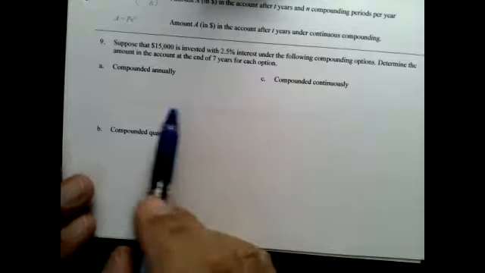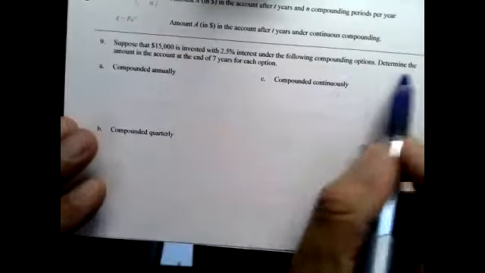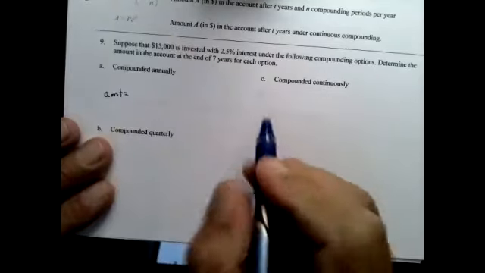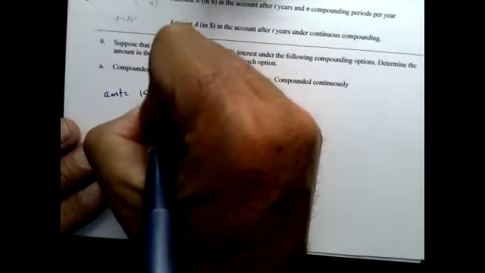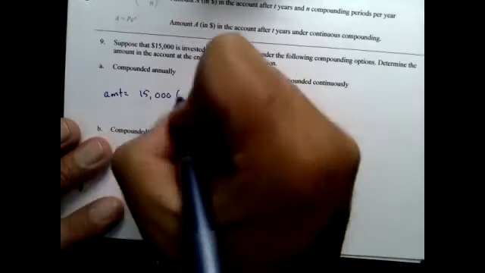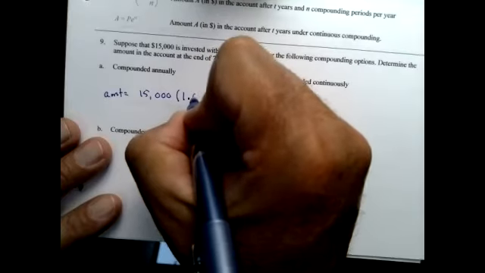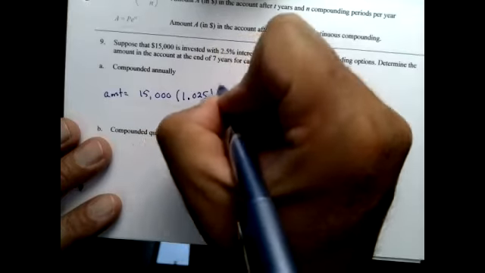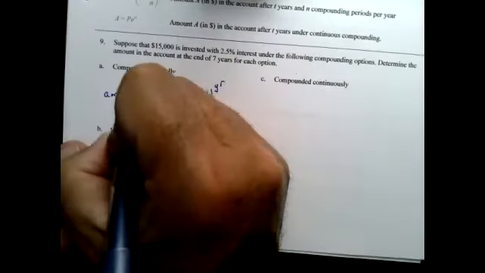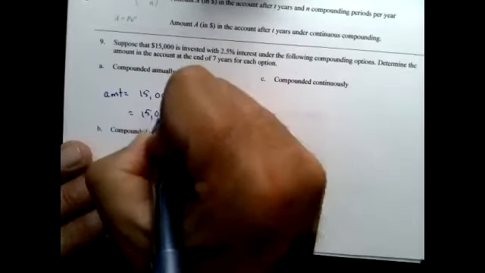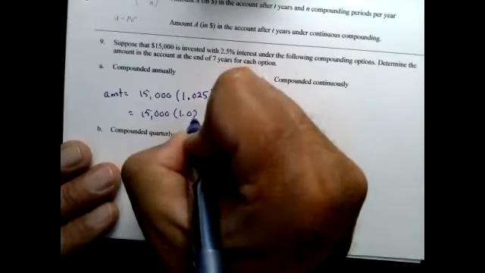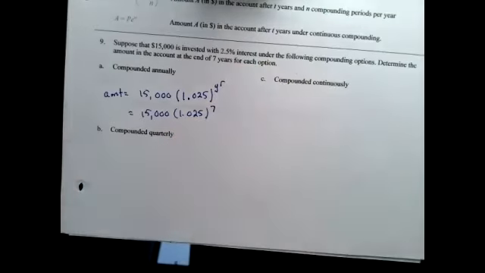if this is compounded annually, that's kind of nice. Compounded annually, we just said what do we want to call this? Determine the amount. My amount is equal to the 15,000 times 1.025 to the year. And if the year is 7, how much do I have?